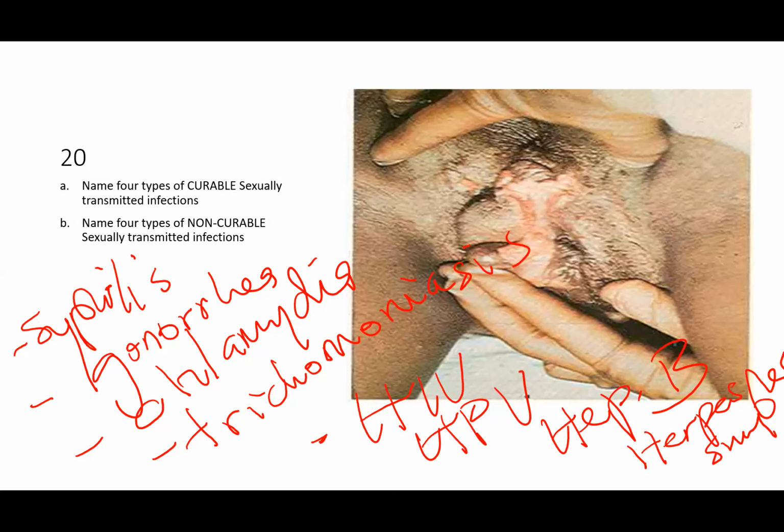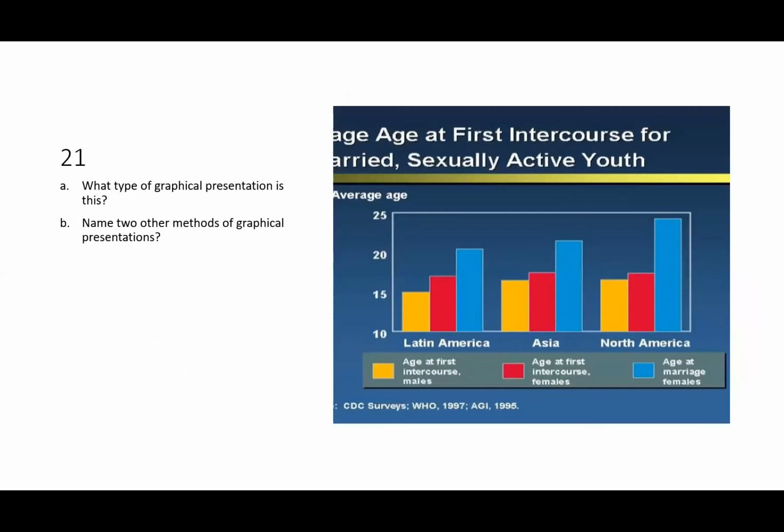So let's quickly move on. What type of graphical presentation is this? Name two other methods of graphical presentation. This is a bar chart, but what type of bar chart? This is a composite bar chart. You can see multiple bar charts. Okay, this is a composite bar chart.